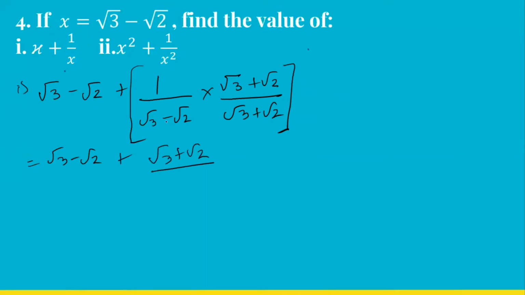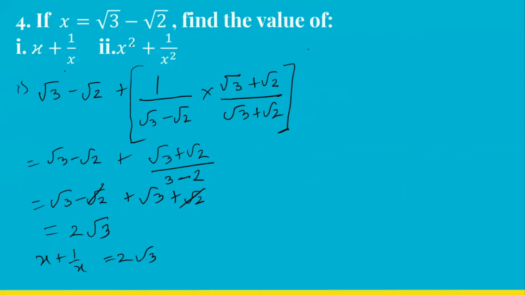So you get root 3 minus root 2 plus root 3 plus root 2 upon, this is again a minus b into a plus b, which is going to be a square minus b square. Root 3 square is 3 and root 2 square is 2. So 3 minus 2 is 1, and we get root 3 minus root 2 plus root 3 plus root 2. The root 2 and root 2 got cancelled, and we got the value 2 root 3. So x plus 1 upon x is equal to 2 root 3.